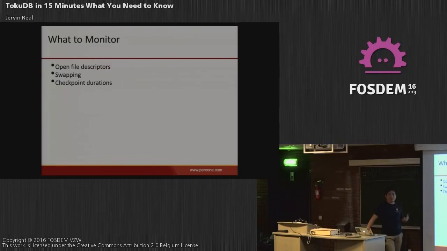Swapping is very important as well, because again, TokuDB, if you're not limiting the memory usage in cgroups, or your data set size is growing too fast, then you have to make sure that you're watching out for swapping, because TokuDB is normally an IO-bound workload, and if you swap and you combine that with an IO-bound workload, then it's really, really bad. Checkpoint durations.